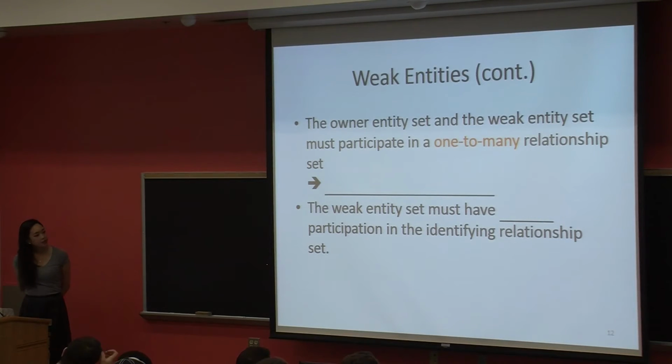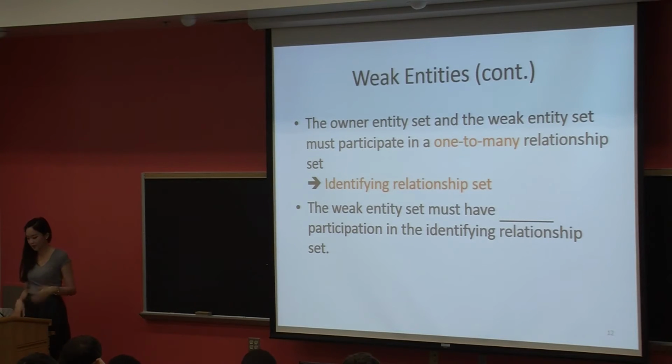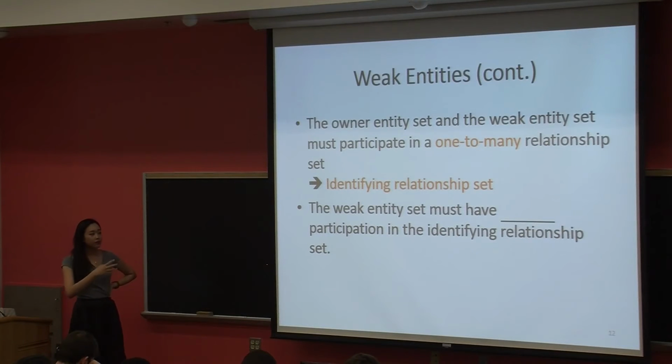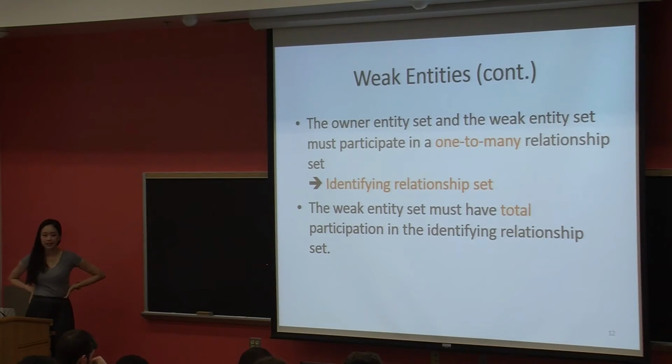Okay? So earlier in the previous diagram, we have the policy relationship. All of the relationships that are like policy, we can call the identifying relationship set. Okay, just another name for saying that. So, what kind of participation will the weak entity set have in the identifying relationship set? When we look at the dependent, what kind of participation does it have? Total, right? Because we don't have any dependents left out in the database. Okay.